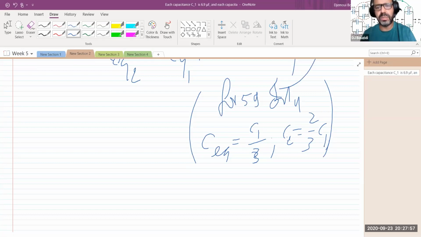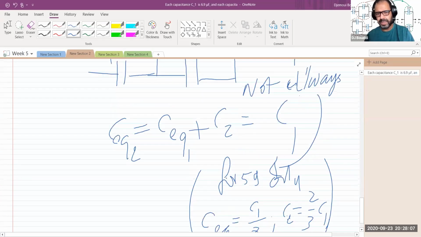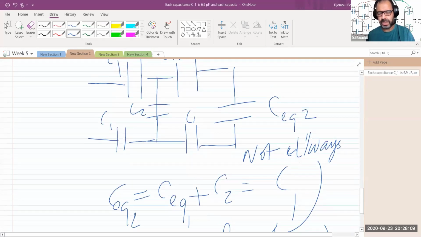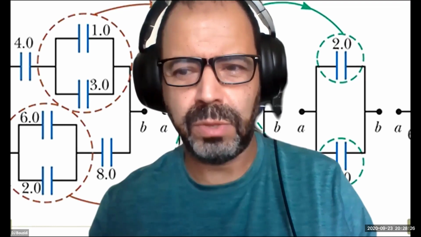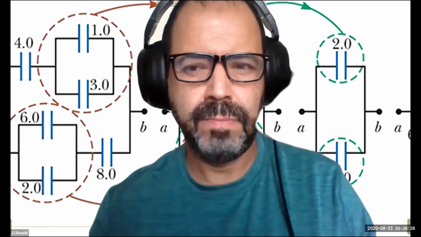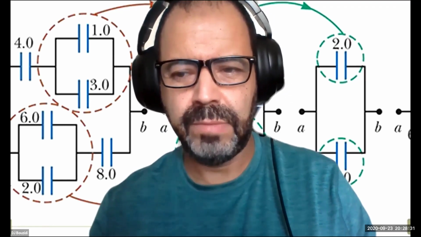So this is the discussion today. The reason why this one added up to the C equivalent 1 and this C2 added up to another C1 is because of this setup for problem 59. Does everybody understand the question and the answer? I don't want you to be confused with this step in another problem, because other problems we might not have that luxury. Do you understand? Yes or no?